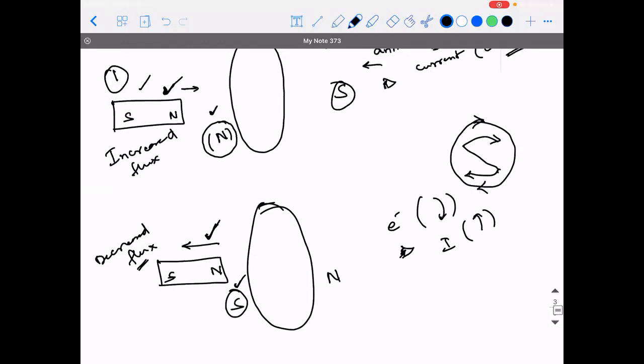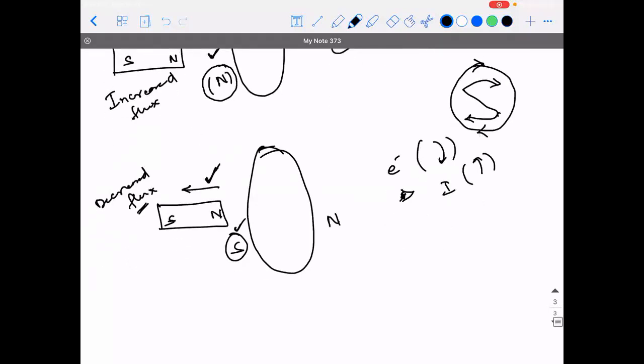So whatever you are trying to do, when you try to increase the flux, the current got induced in such a way that it was trying to decrease the effect. What is the effect here? Because you brought the north pole closer to the coil, the electrons started moving in such a way that the north pole is generated on the left-hand side, and it was trying to push. It was trying to nullify the flux.